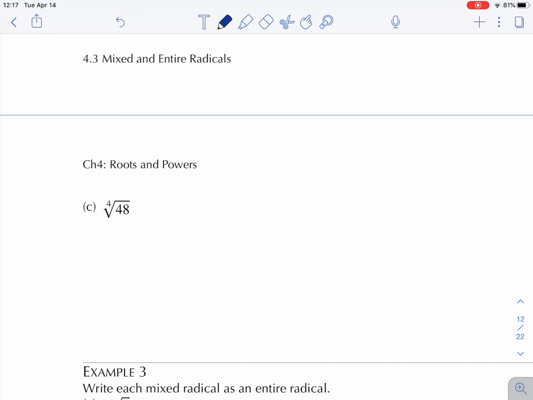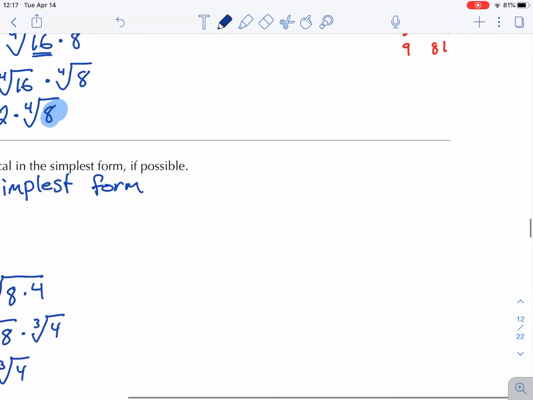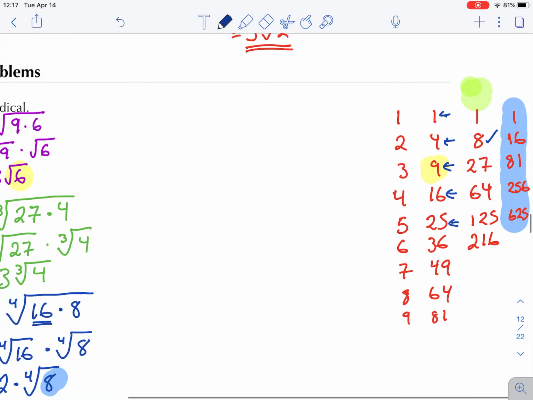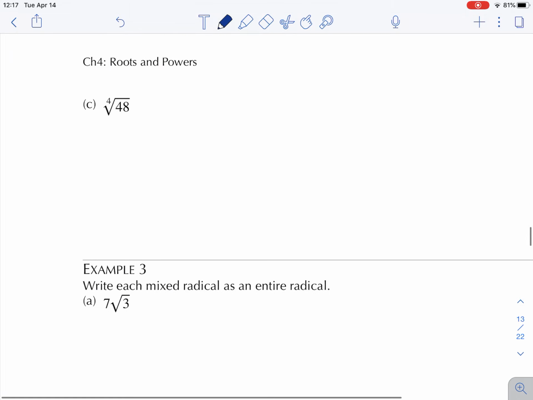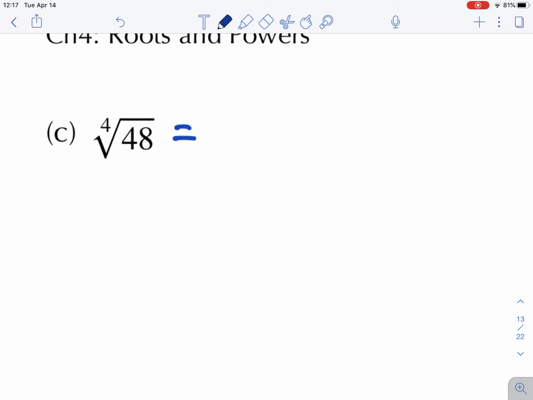Now I'm going to check the fourth root of 48. So can I divide 48 by any perfect quartic? My only option is 16. Can I divide 48 by 16? And the answer to that is yes, I can. Because 16 times 3 is 48.